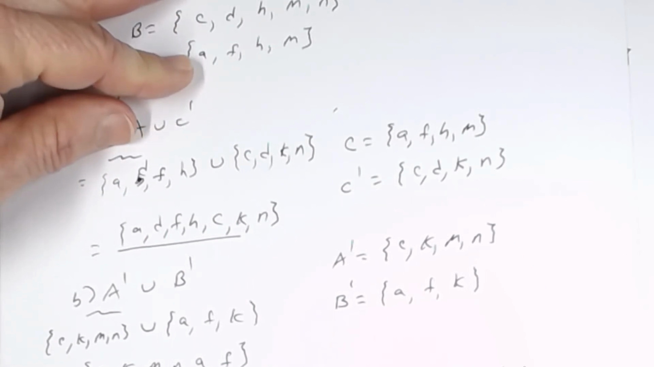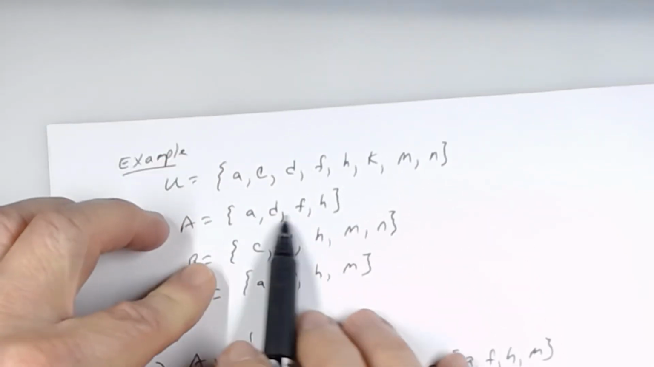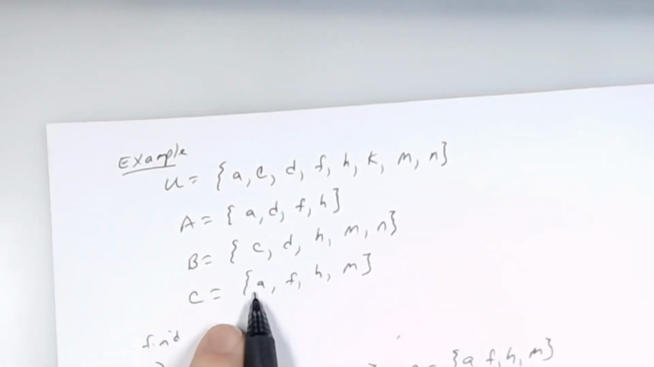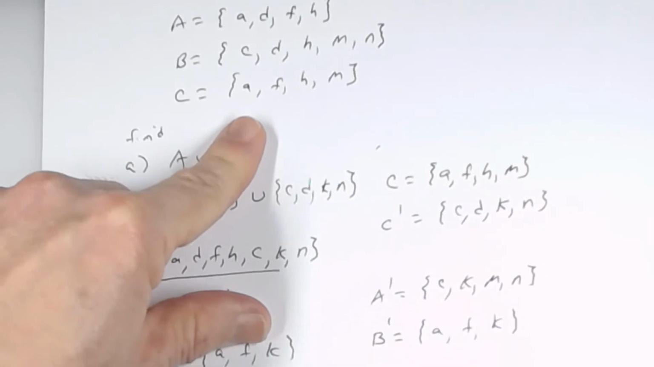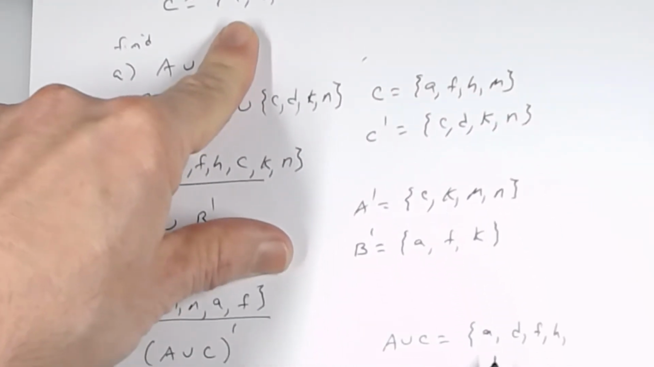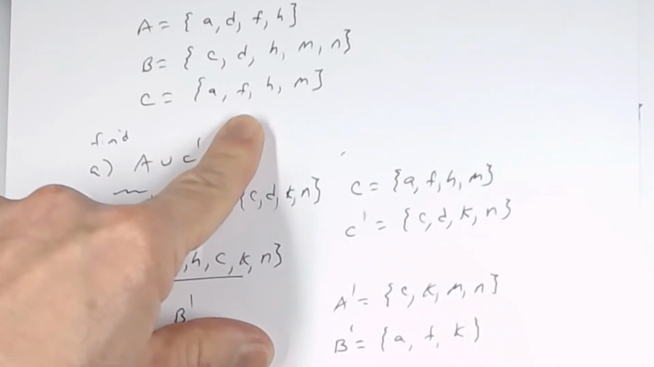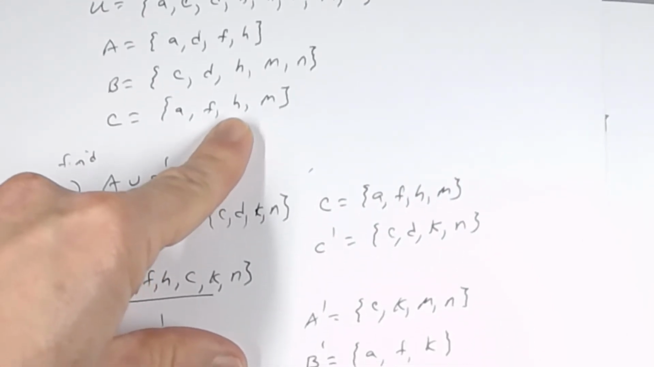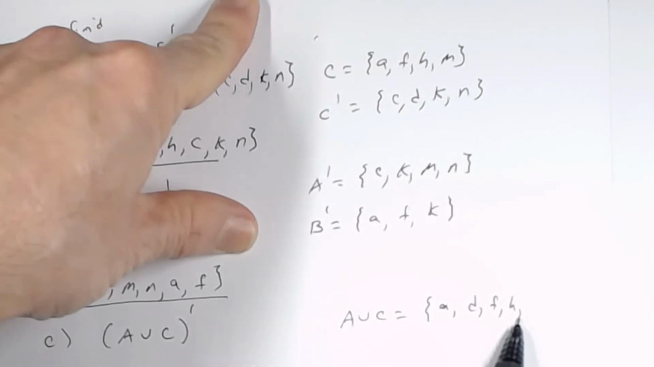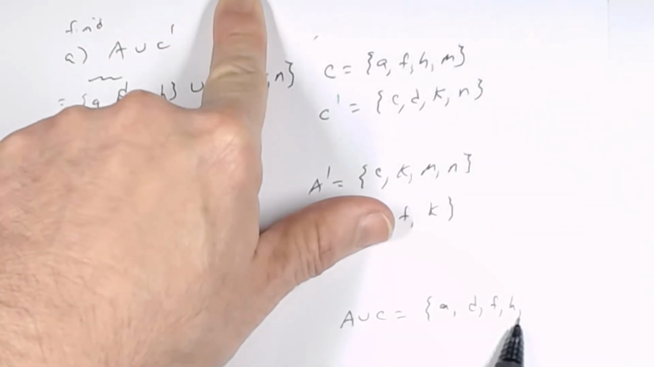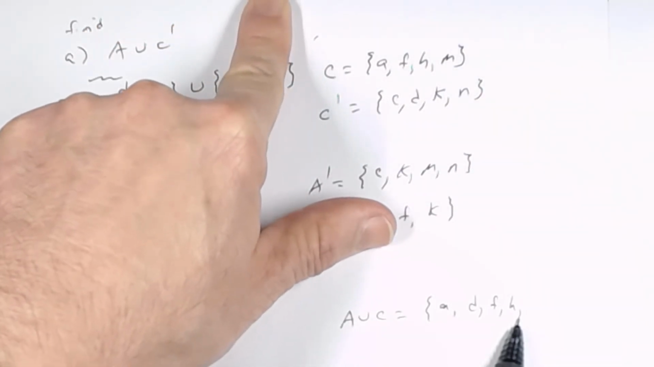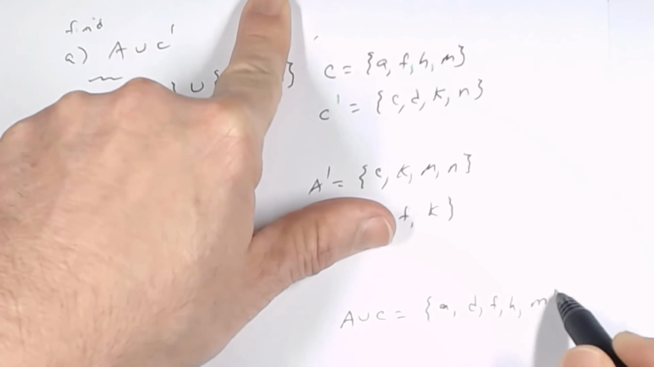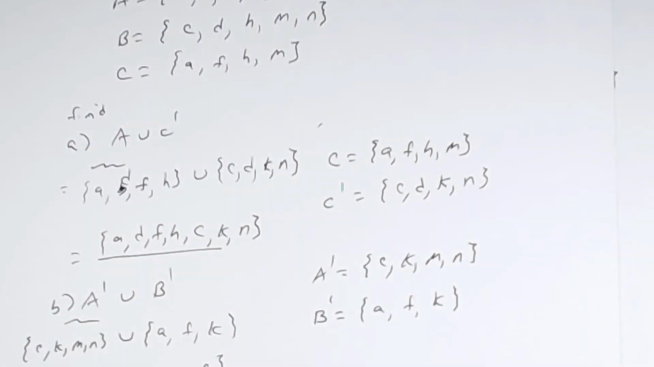D, F, H, so everything in A and also everything in what? C. So I already have the A listed. I already have element F listed. I already have element H listed, right? I've got to put M in there. Y'all agree? Okay. So y'all agree with that? Yep. All right. Then what I could do now is find the complement of this.